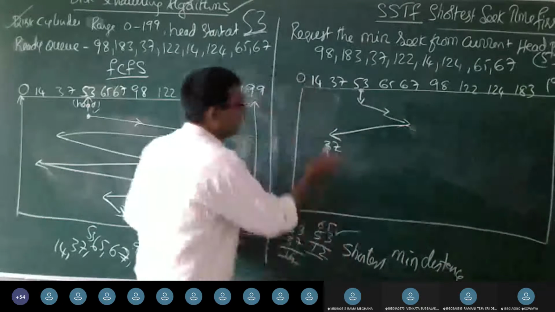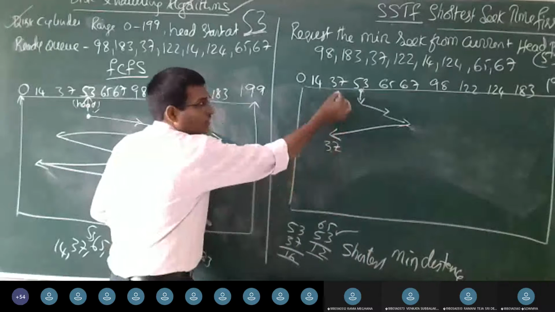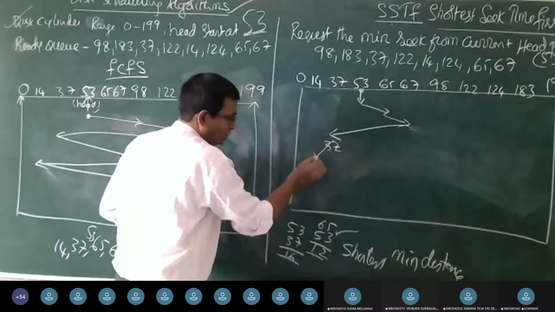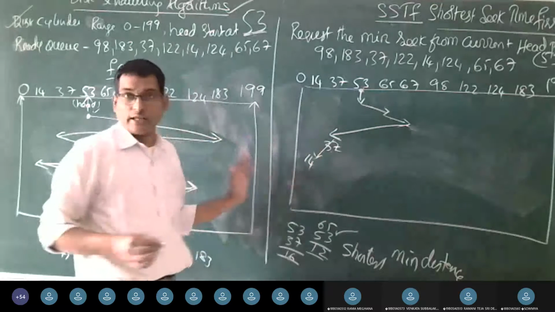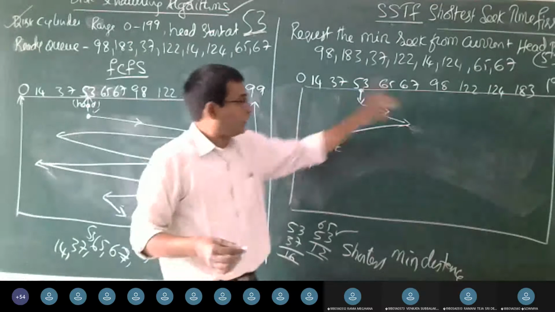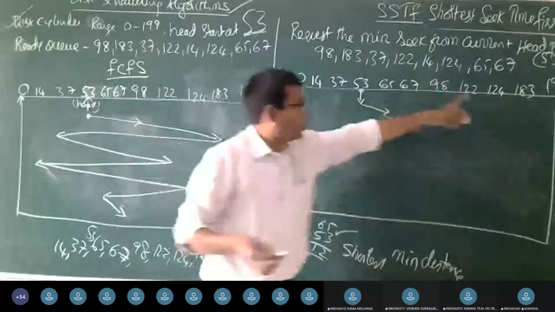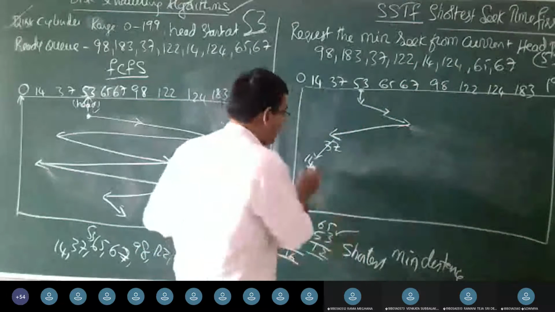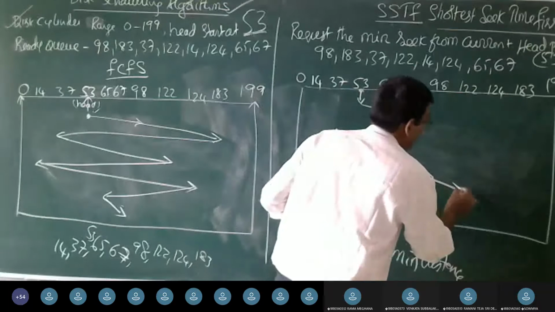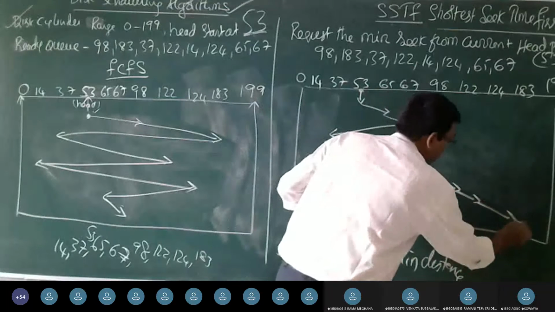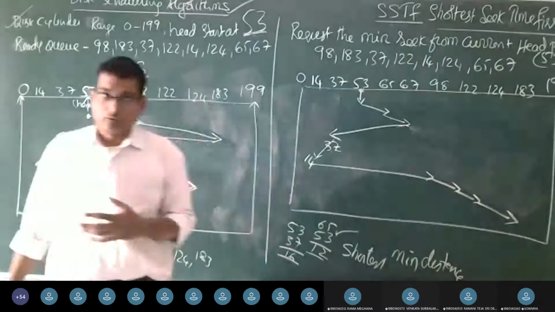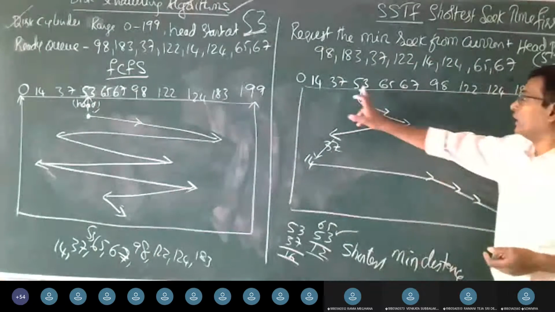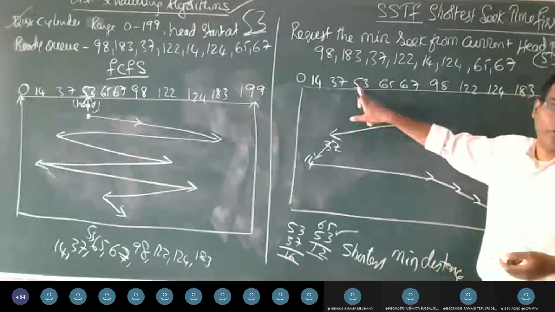So, from 37, the nearest is 14 followed by 98. So it goes to 14 here. Now from 14 to 98 or from 14 to 122, obviously 98 is going to be the least. So it goes to 98, 122, 124, and thereby to 183. Right? So in shortest seek time first, the arm is at 53.